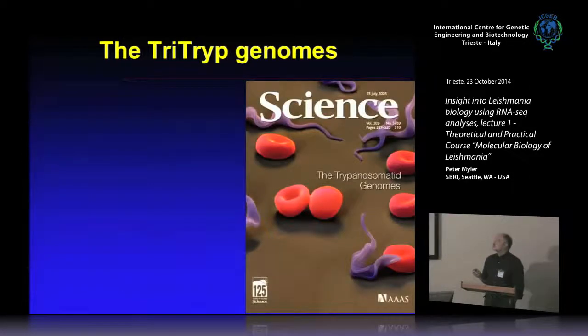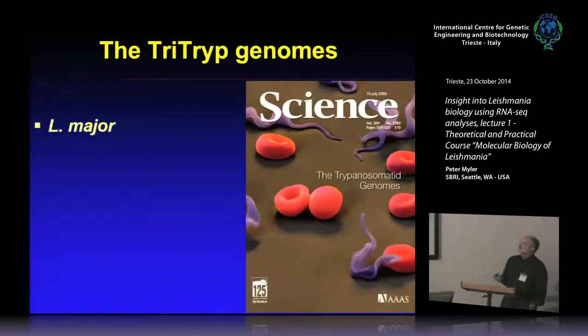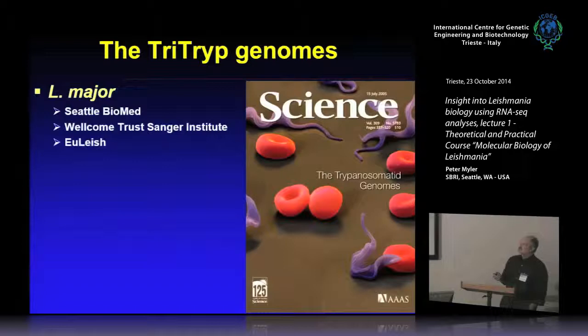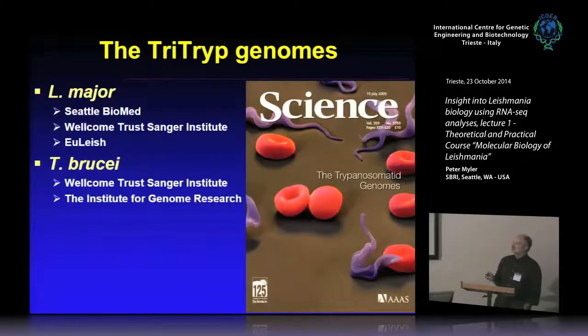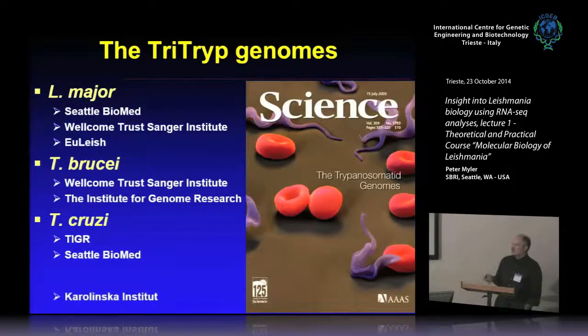So the TriTryp genomes were published in 2005. There were 3 genomes in this initial lot, hence the name TriTryp. L. major, which I had a big role in doing; T. brucei, which I was less involved in; and then T. cruzi, which again we had a fairly large role in doing.